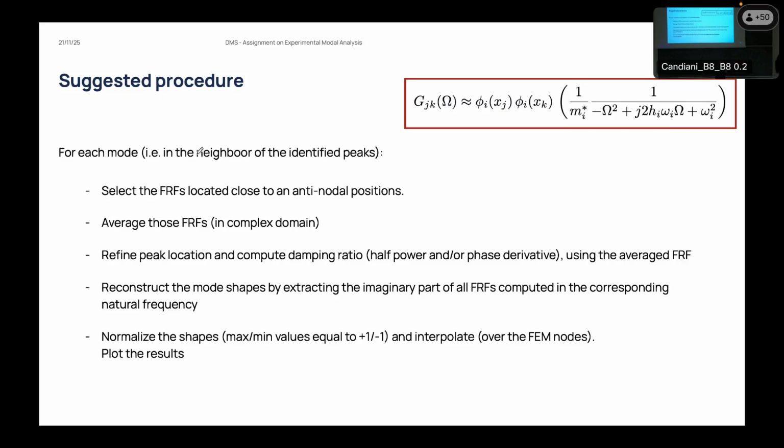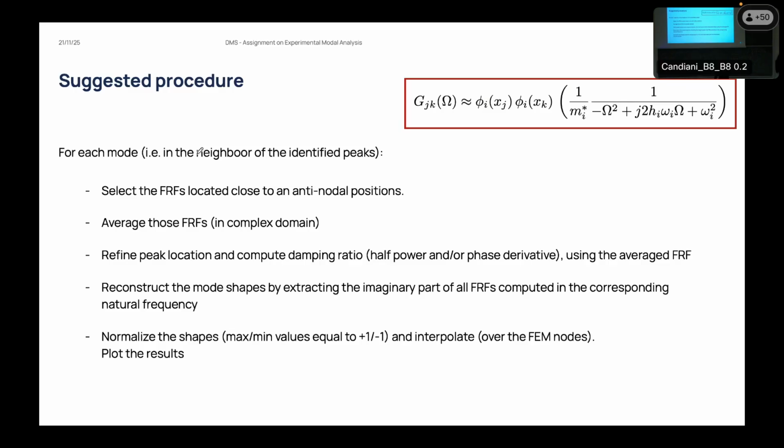Looking at the average frequency response function for the FRF located in the antinodal position, you can extract the location of the peak, the slope of the phase diagram, or use the half power method to get an estimation of the damping ratio. And then you can reconsider all the frequency response functions and extract the imaginary part of the frequency response function computed at the natural frequency you just obtained. With this, and by applying a proper scaling, you can plot the results and compare them with the ones you get from the finite element approach.